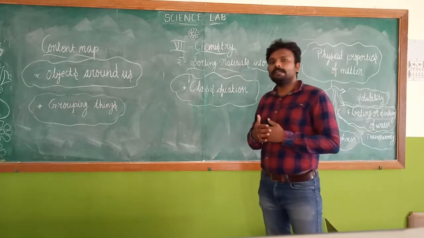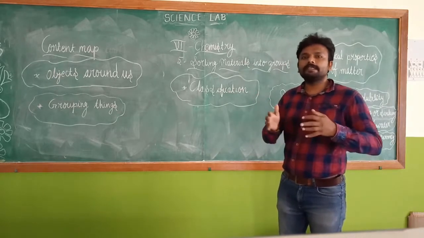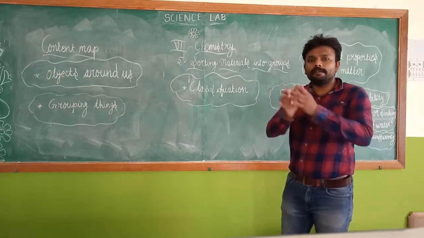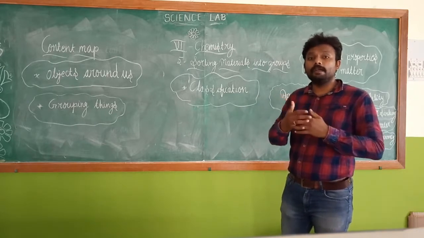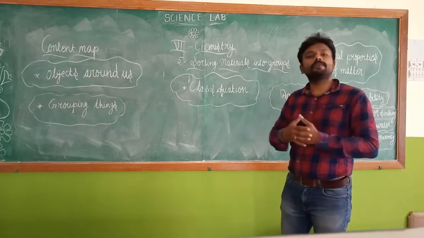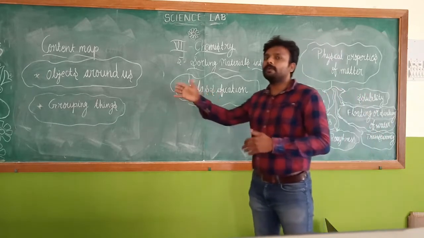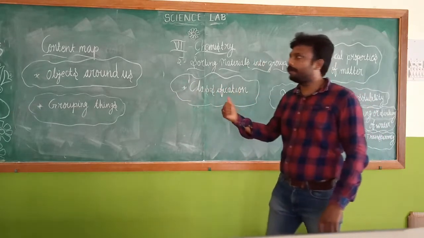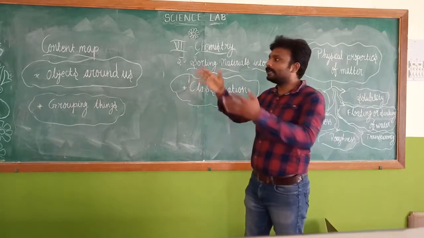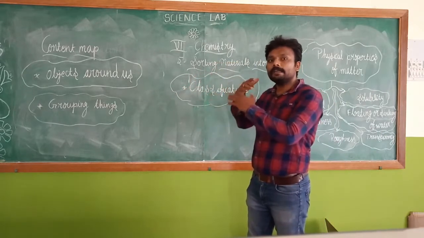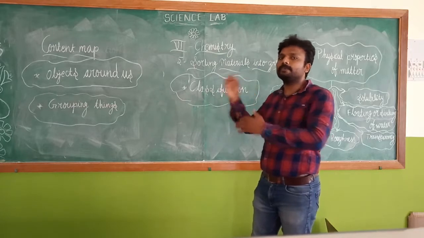Now we are going to see how the materials are present in our locality, near to us, what things we need to take into account, and how we can group and classify them. We are going to see that very deeply in this unit. First, the content map of the chapter: we will see what contents are present, and later I will explain each topic with good examples.